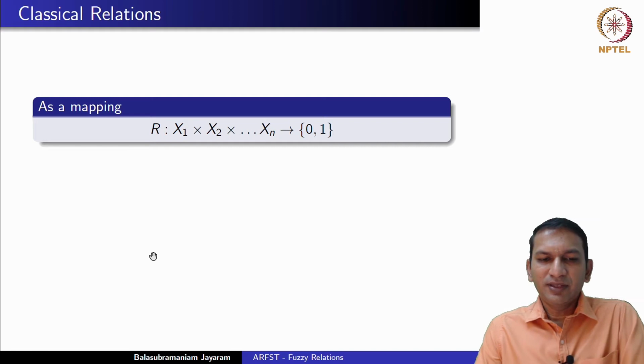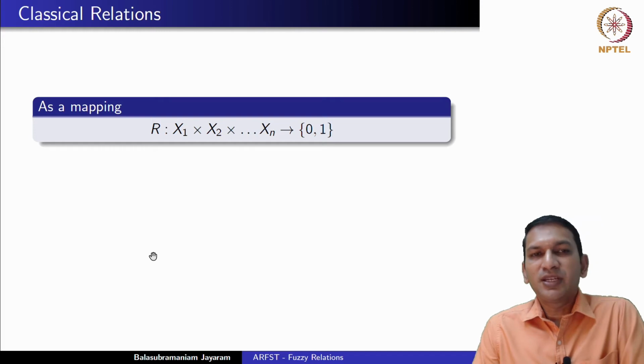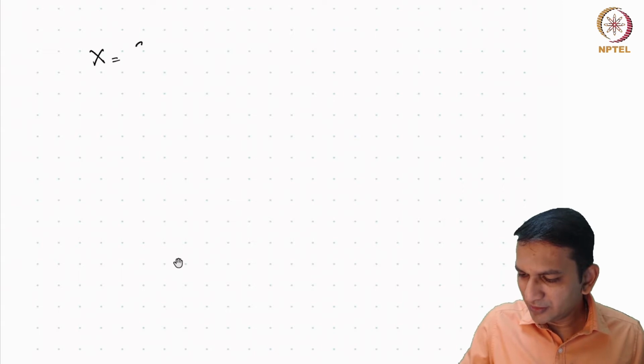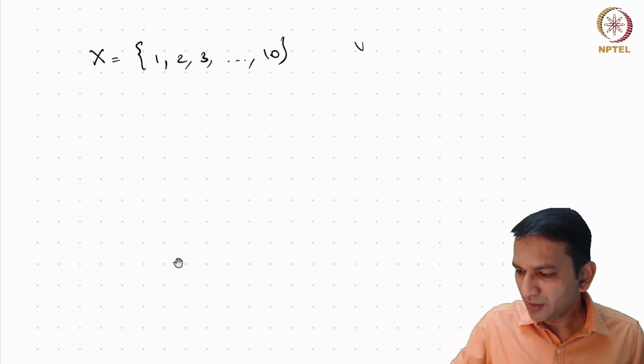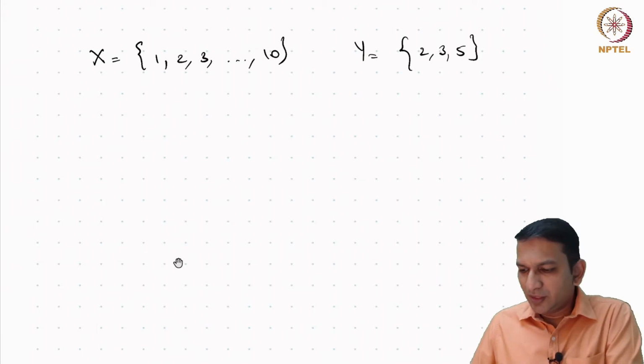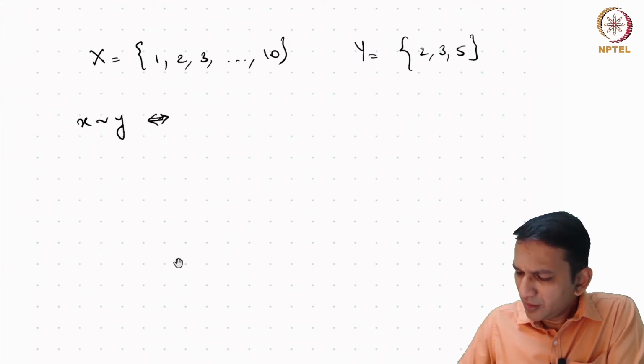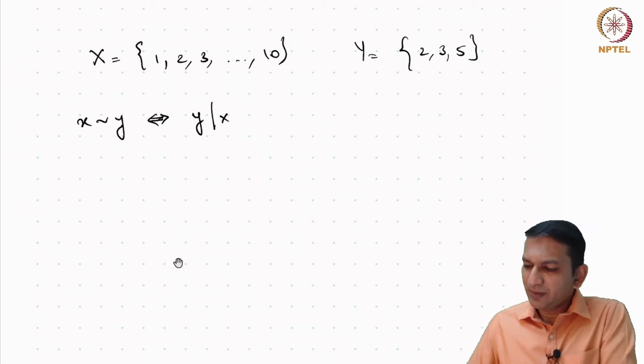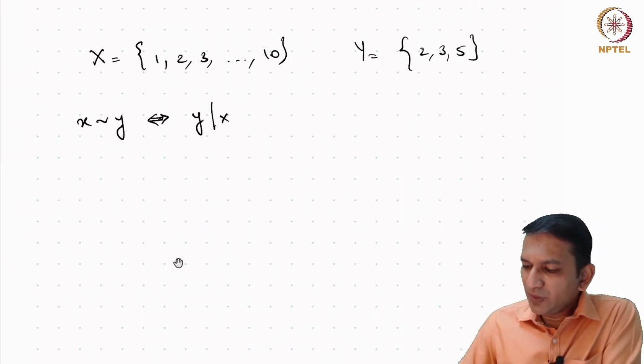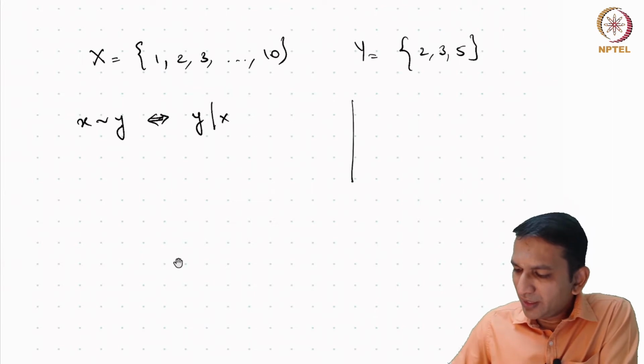A classical relation can be seen as a mapping from the Cartesian product of some sets to the set {0, 1}. For instance, let's take the set X to be the numbers 1 to 10 and Y simply to be the set {2, 3, 5}. Now, we could define the relation as follows: X is related to Y if and only if Y divides X. Now, this will allow us to build a relation on this set.